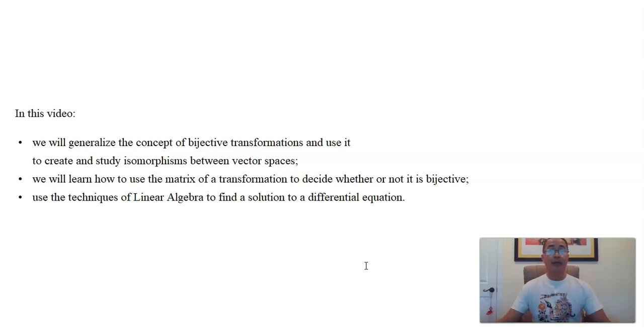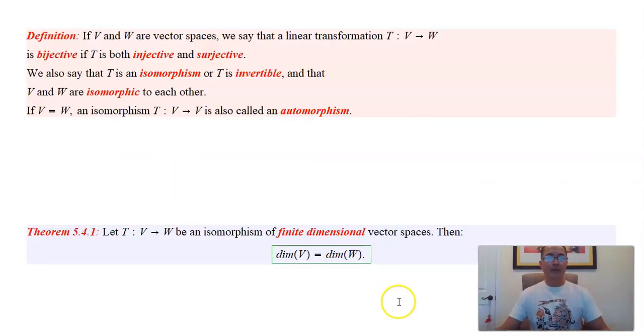So we will use that concept to create isomorphisms between vector spaces. And in the finite dimensional case, when both the domain and the codomain are finite dimensional, we will learn how to use the matrix as usual to decide whether or not our transformation is an isomorphism. And as I said, we will use techniques of linear algebra to finally wrap up everything that we've learned in the last 3 videos to solve certain kinds of differential equations. So let's get the theory out of the way.